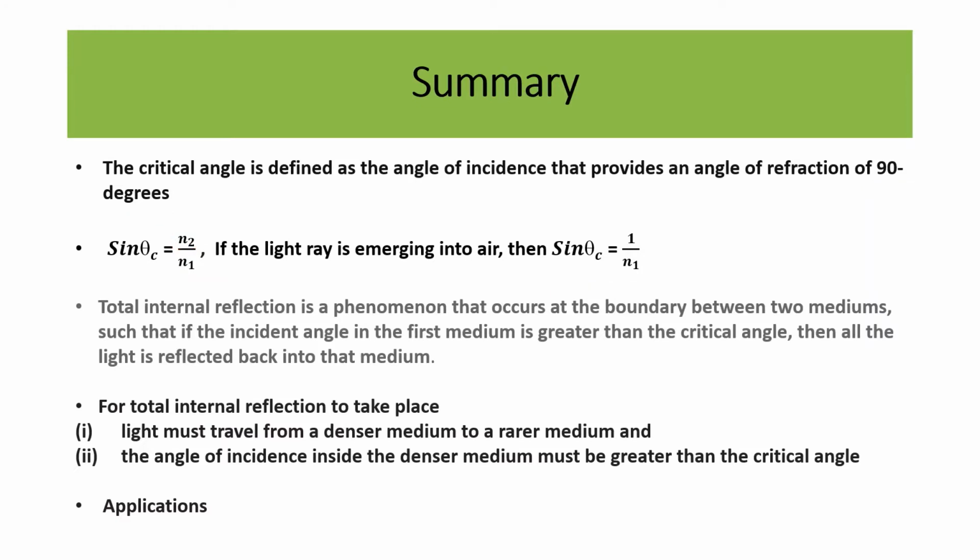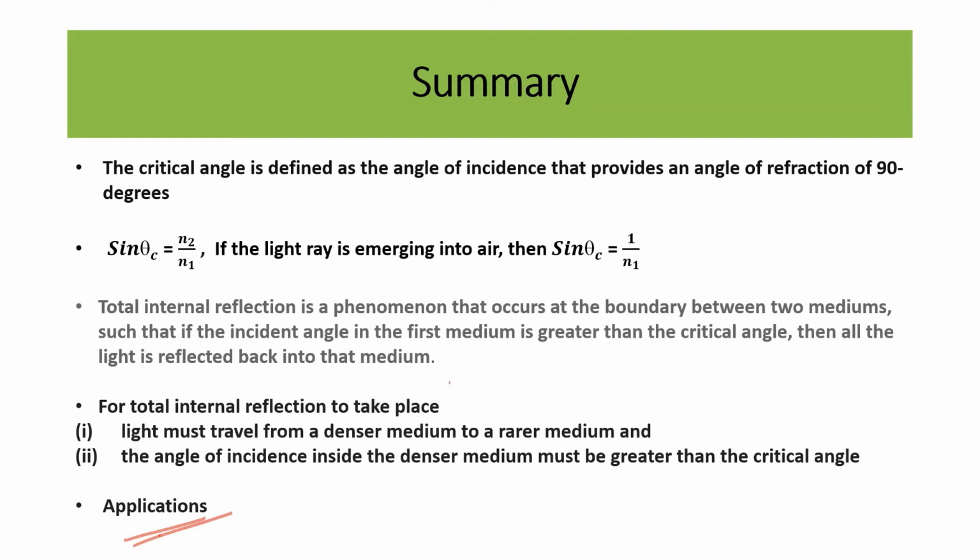What is total internal reflection? It is a phenomenon that occurs at the boundary between two mediums such that if the incident angle in the first medium is greater than the critical angle, then all the light is reflected back into that medium. The conditions for total internal reflection to take place are: light must travel from a denser medium to a rarer medium, and the second condition is that the angle of incidence in the denser medium must be greater than the critical angle. Finally, we discussed some of the applications of this total internal reflection.